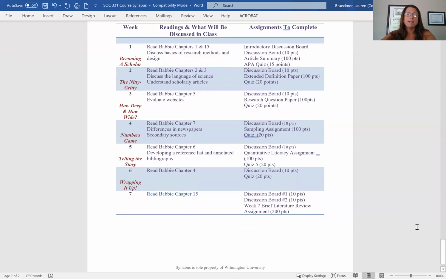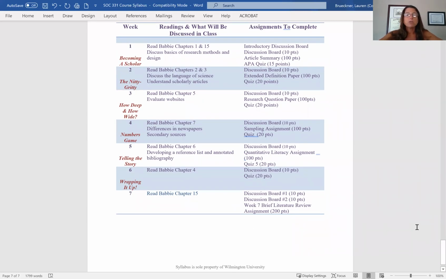Week 2 is the nitty-gritty. Now we're getting into chapters 2 and 3. By the end of week 2, you will submit your discussion board, your extended definition paper, and your quiz. Week 3, how deep and how wide? Reading our textbook, chapter 5. We have our discussion board due, our research paper due, and our quiz. Week 4, we've got the numbers game in chapter 7. So we will have a discussion board, the sampling assignment, and the quiz. Week 5, telling the story. We will read our textbook, chapter 6, have a discussion board, quantitative literary assignment, and a quiz.